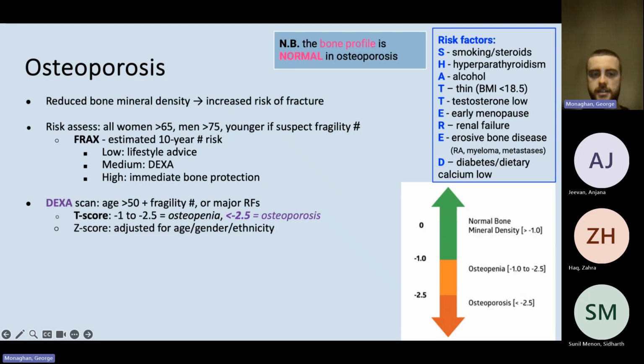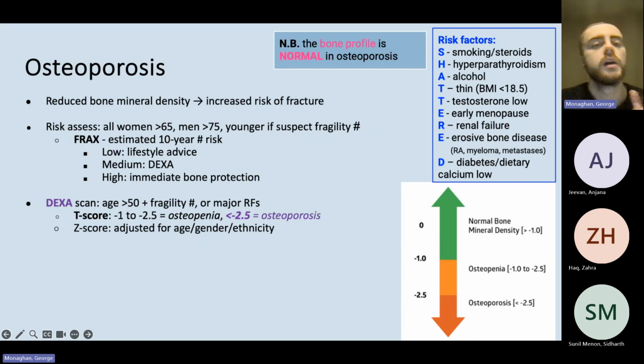So there are 2 scoring systems we do. A FRAX gives us low, medium, and high. For low, we give lifestyle advice, such as quit smoking, low alcohol, make sure you get enough calcium and vitamin D, so you can give supplementation, things like that. For medium, we'd send them for a DEXA scan, which we'll talk about in a minute. And if it's a high 10-year fracture risk, we give them immediate bone protection, so bisphosphonates.